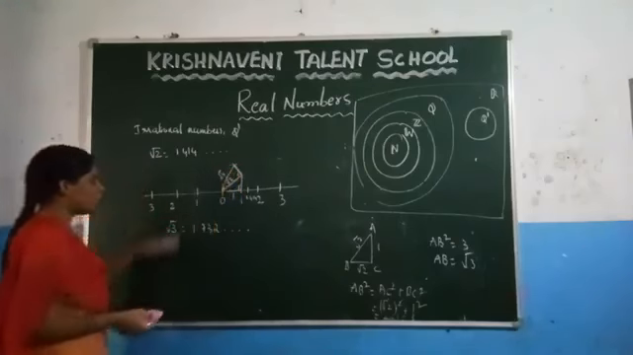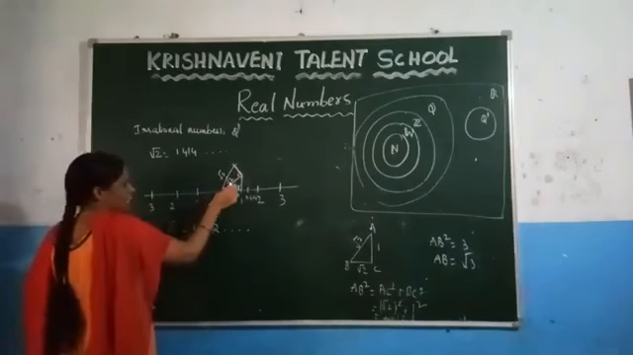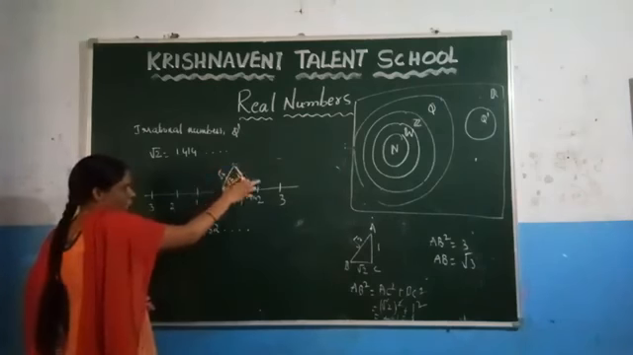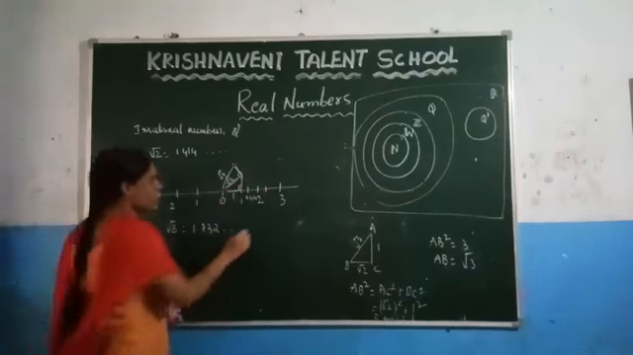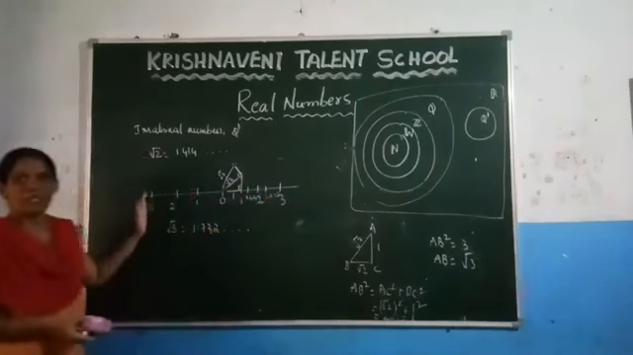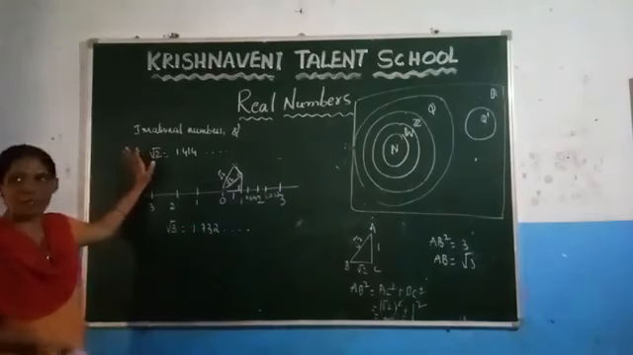Since we want to represent root 3 on a number line, at this point take this as a center and this as a radius and mark one arc here. Where it touches the number line, that will be the value of root 3, 1.73. Like that you can represent any irrational numbers on a number line.